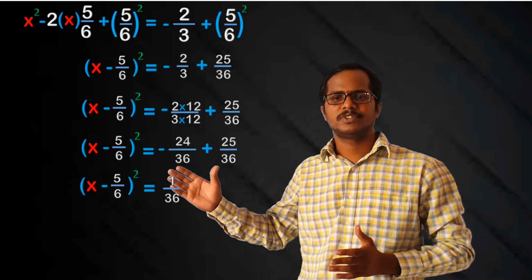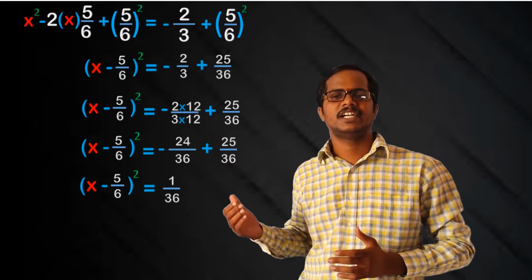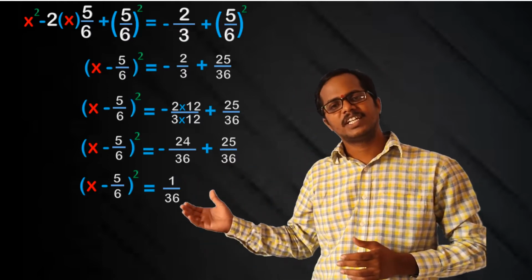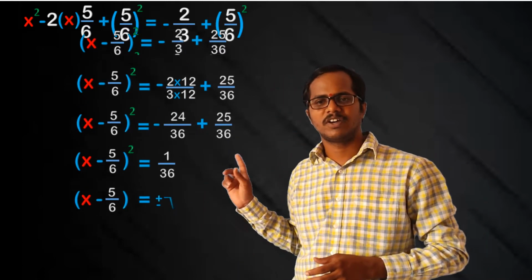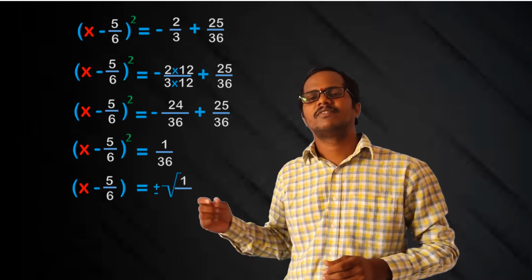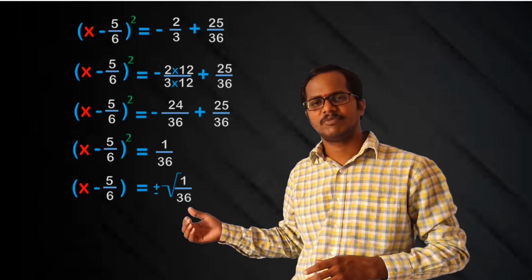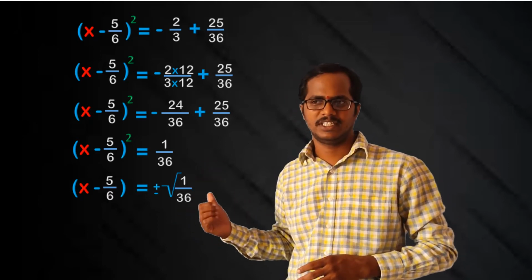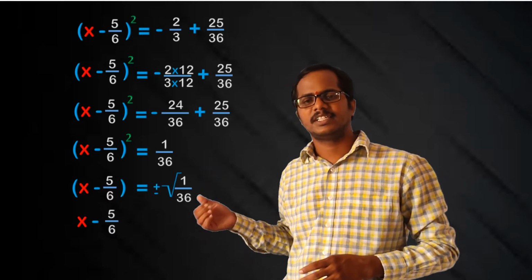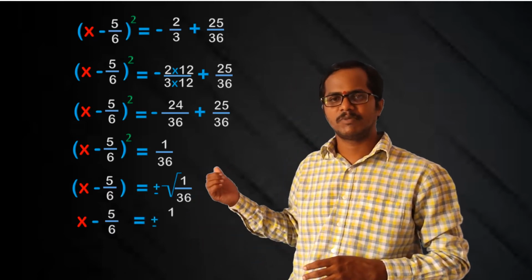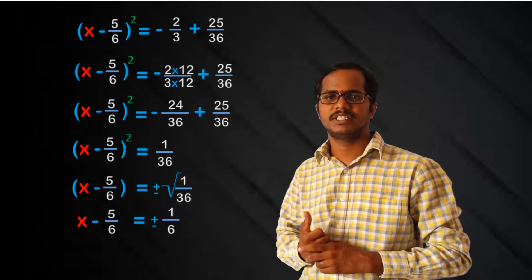Now if we transpose the square which is on the left side to the right side, it becomes square root. So we get x minus 5 by 6 equals square root of 1 by 36. Here we know the square root value can be taken as plus and minus. So we can write plus or minus root 1 by 36, and root 1 by 36 is nothing but root 1 is 1 and the square root of 36 is 6. So we can write plus or minus 1 by 6. So x minus 5 by 6 equals plus or minus 1 by 6.